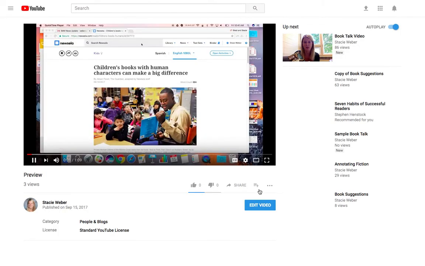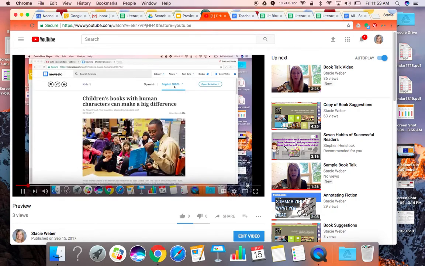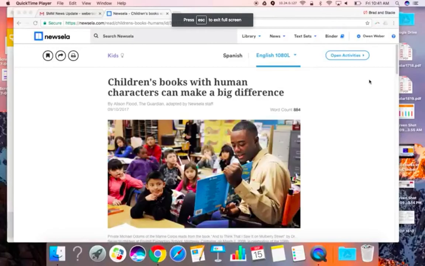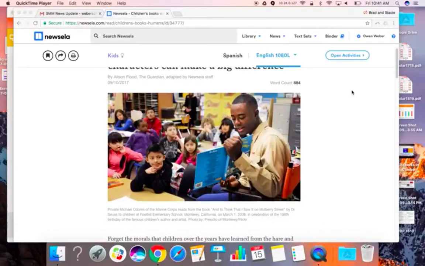I am going to preview this article. First, I'm going to make sure that it's at a Lexile level that's good for me, and this is a 7th grade level, so it's perfect. I'm going to look at the title. Children's books with human characters can make a big difference. I'm going to check out that picture. It looks like we have somebody reading to small children.